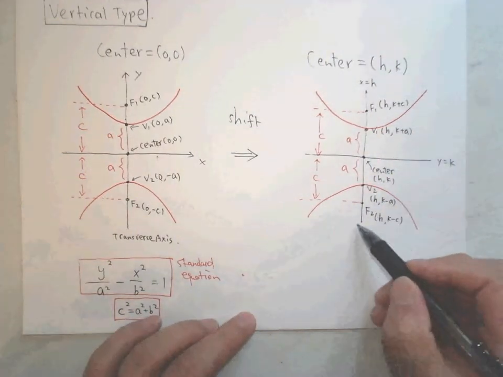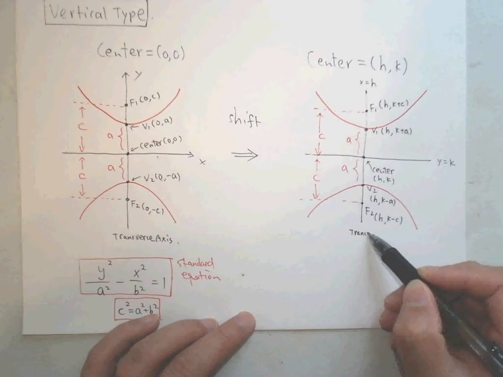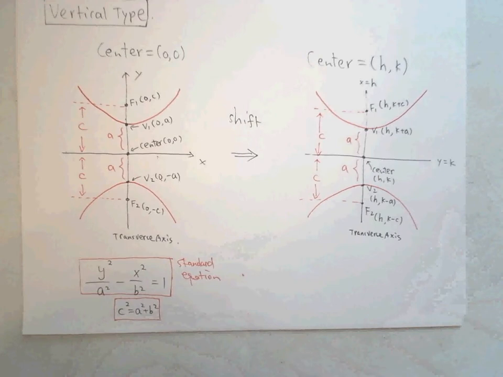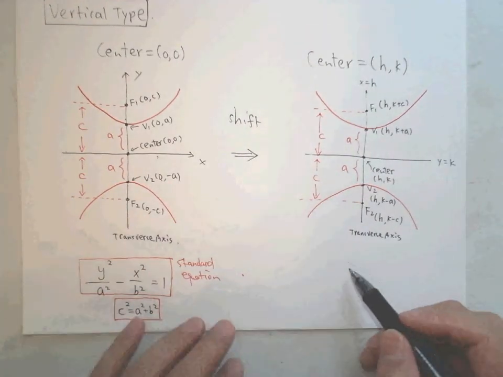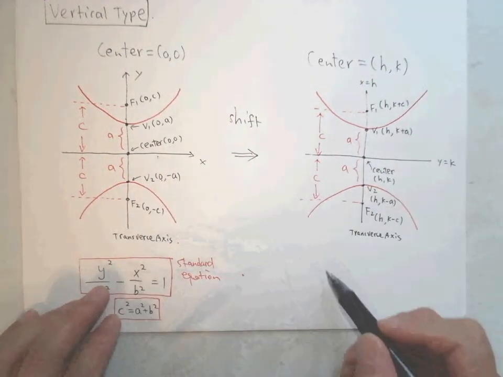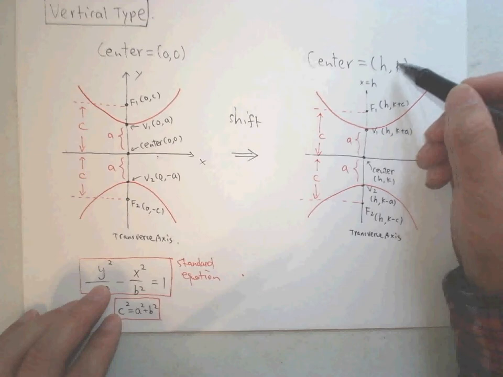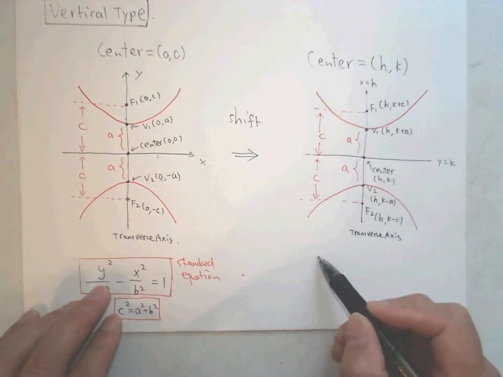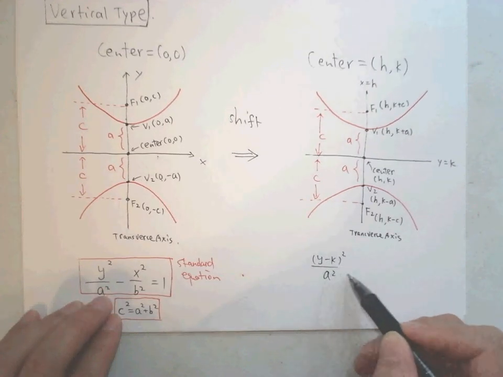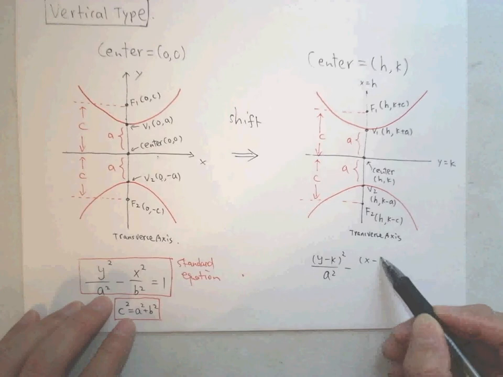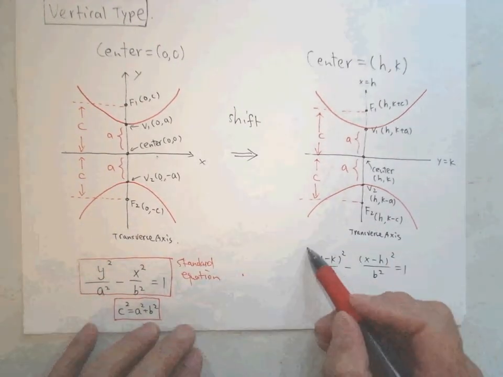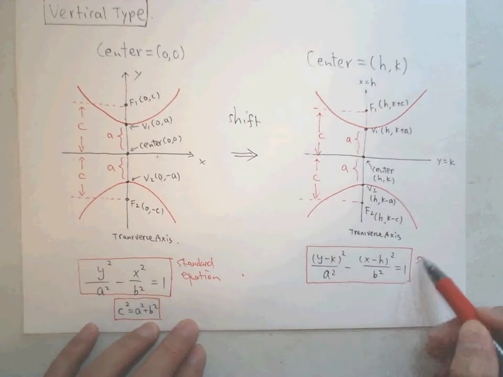Okay, so this is the transverse axis, and there is another symmetry axis, the conjugate axis. What is the equation? Everyone knows this is just a shift for x and y, right? So y minus k always, keep in mind this is always for y, and this is always for x. So we will have y minus k square over a square, minus x minus h square over b square, equals 1. Okay, I get it. It's the general standard equation.